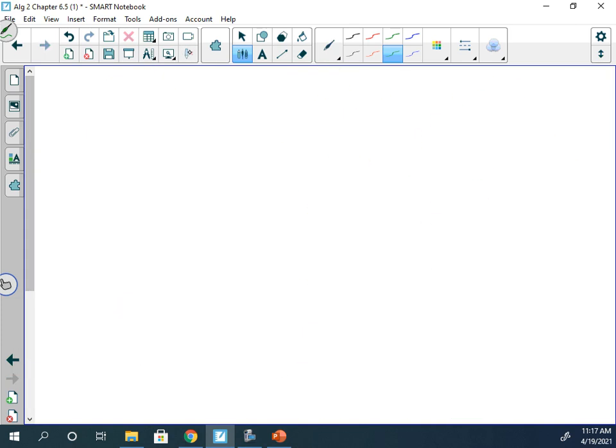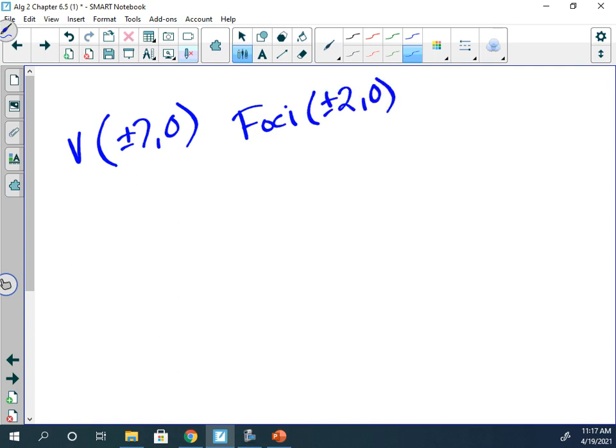Because we're going to do some more. Now we're given vertices of plus or minus (7, 0) and foci of plus or minus (2, 0). So we have this here. We can look straight at the formulas to get towards our result, but it's sometimes nice to look at a graph.